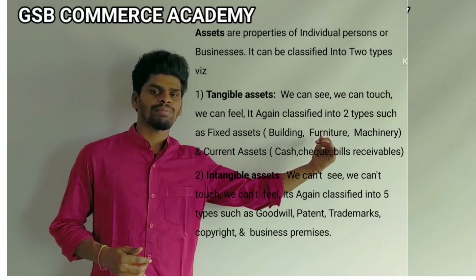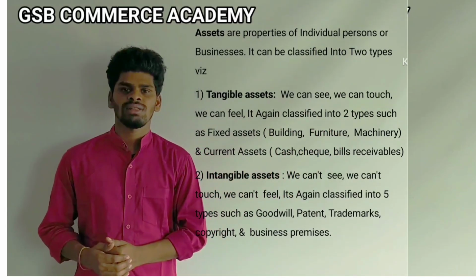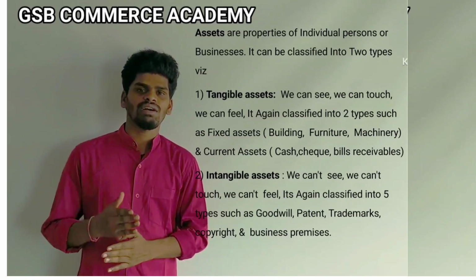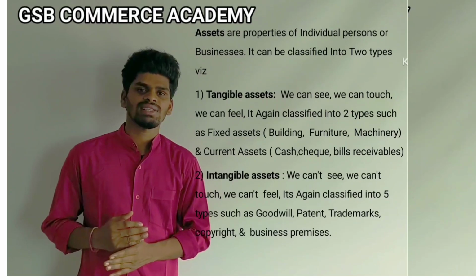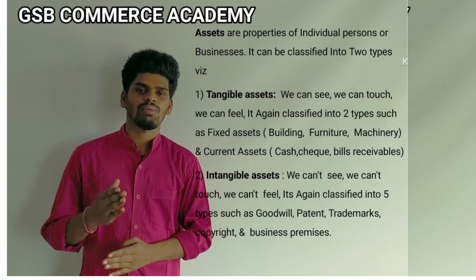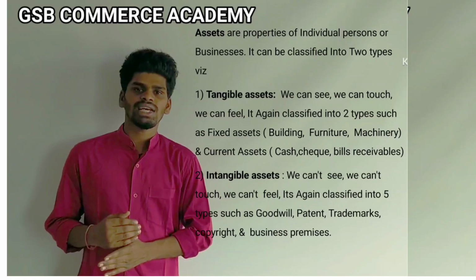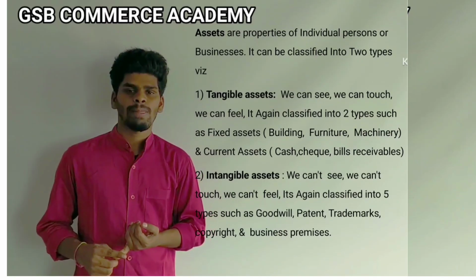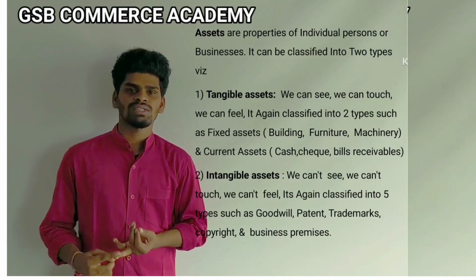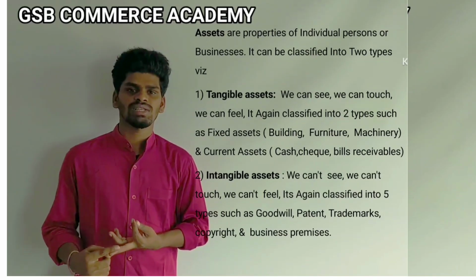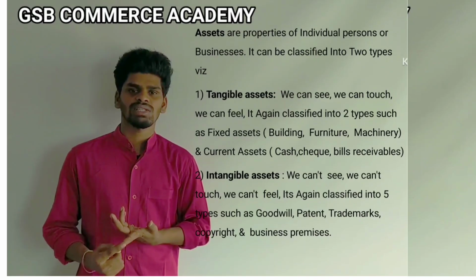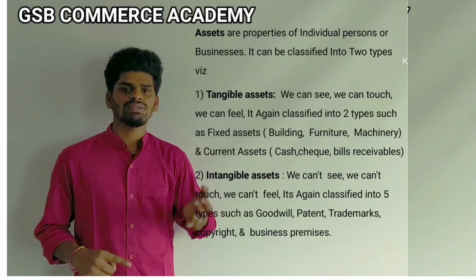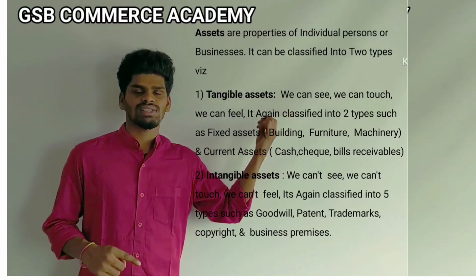And the second type is intangible assets. Intangible assets we cannot see, we cannot touch, we cannot feel. Such types of assets are called intangible assets. For example, goodwill is an intangible asset, patents are intangible assets, trademarks are intangible assets, copyrights are intangible assets, business premises are intangible assets. This is the classification of assets.